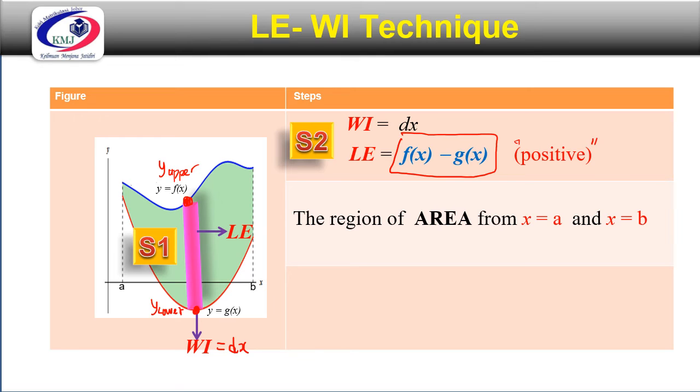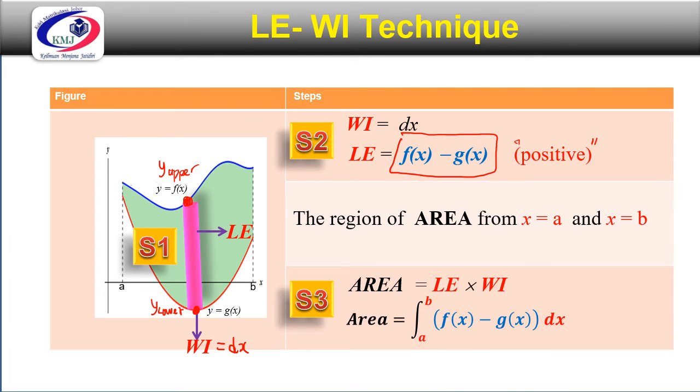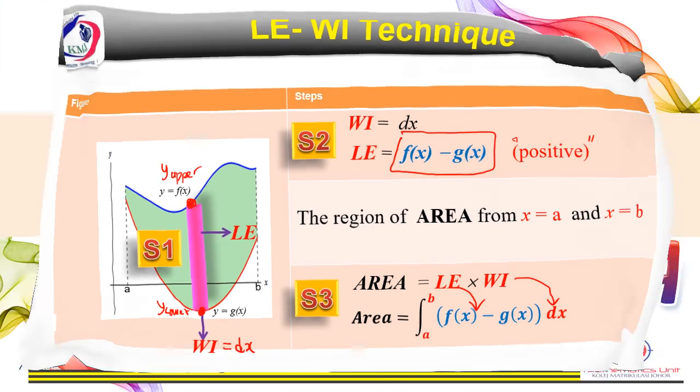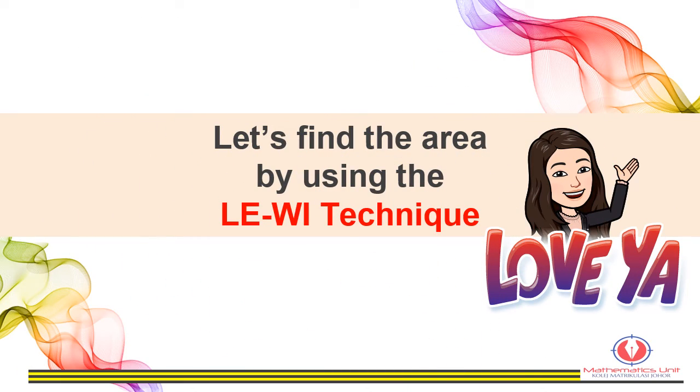Step 3, we apply into the formula of area, that is length times width. So this is why we have the formula as the definite integral of f(x) minus g(x) with respect to dx. This is our length and this is our width. Hopefully this technique will help you to form the formula of area easily. In the following examples, I'm going to show you how to find the area under the curve using the LEWI technique.